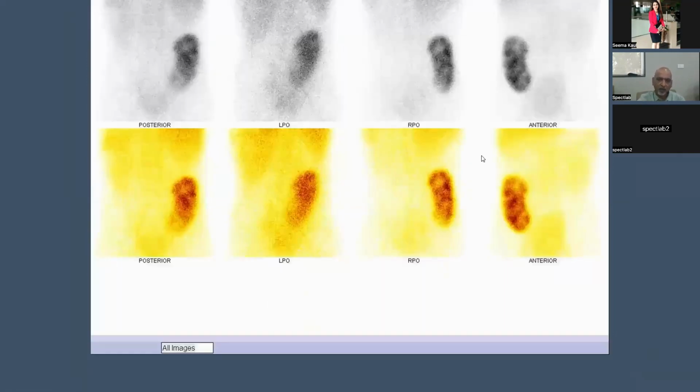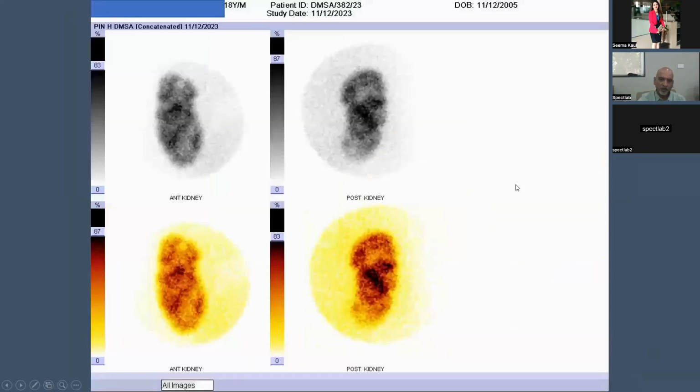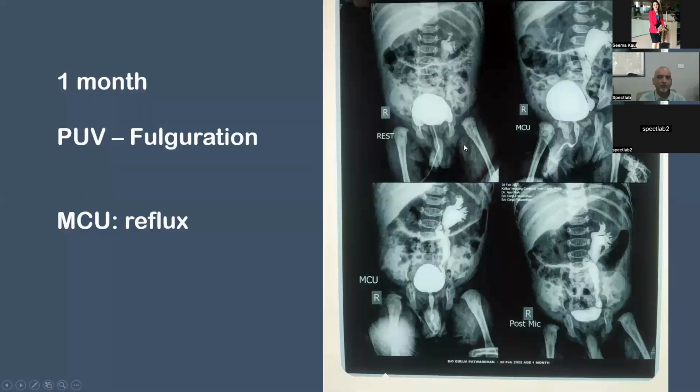Better seen on pinhole imaging. That's the difference in the collimator. You can see these scars are not so large, but the pinhole collimator is a wonderful tool. You can demonstrate the scars much better.